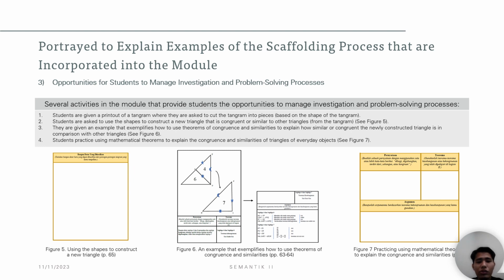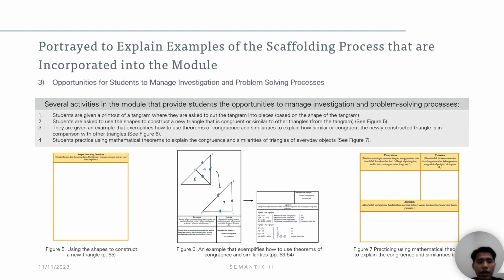The last one is about the opportunities for students to manage investigation and problem solving processes. Several activities in the module that provide these opportunities consist of 4. First one is students are given a tangram where they are asked to cut the tangram into pieces, based on the shape of the tangram that has already been drawn. And then the second one is students are asked to use the shapes to construct a new triangle that is congruent or similar to other triangles from the tangram, which can be seen in figure 5 here.